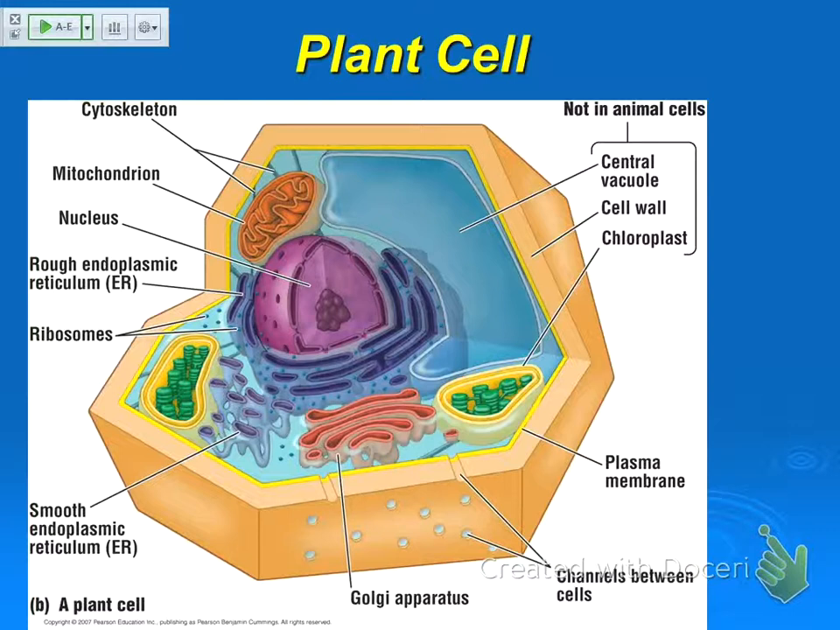Now, we've pointed out the differences, but look at the similarities. What do we see in there that we see in animal cells? A nucleus. What else? Golgi. ER, ribosomes, plasma membrane, mitochondria. Thank you.